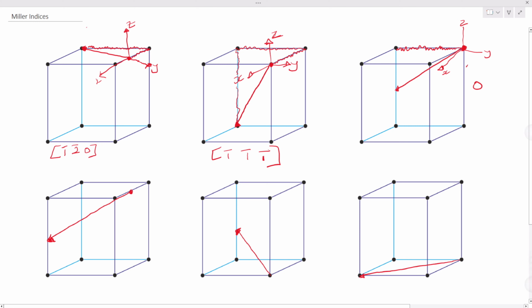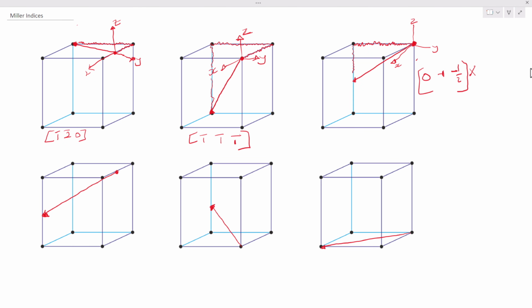Negative y. So we have -1. Then for our z, we are going downwards again. So for the z, we are going in the negative direction. So that's -1/2. So remember, we would have to multiply through by 2. So remember, we're multiplying all through by 2, right?